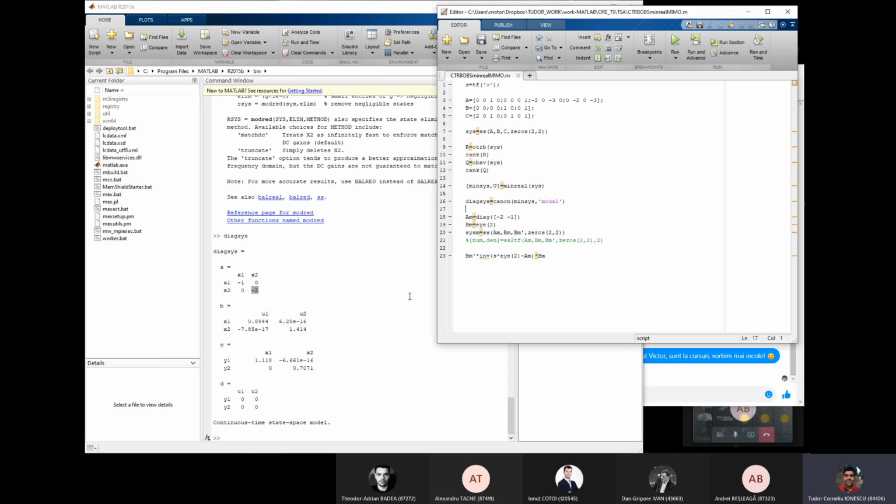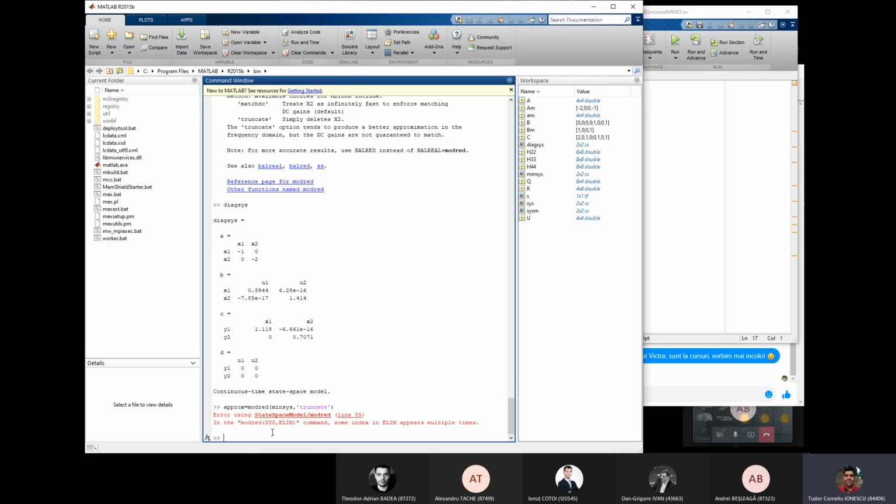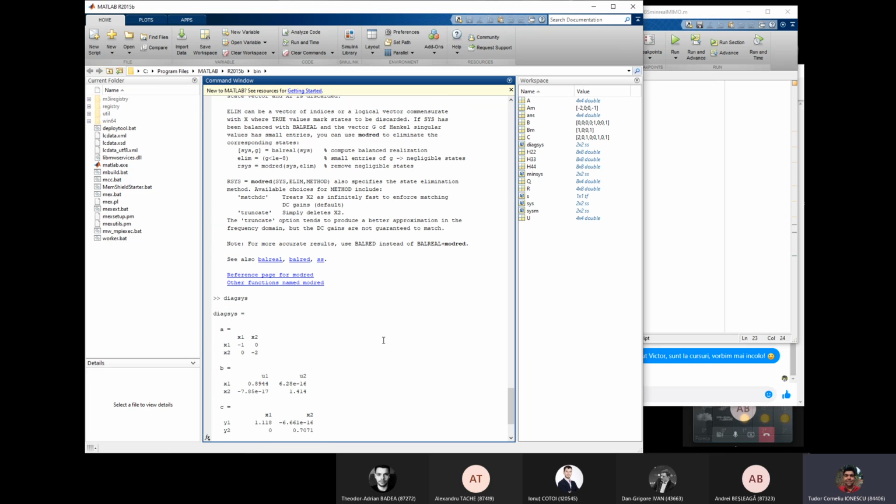Okay, so now I'm trying to use approximation. I'm calling it like this, modred, of min sys, because it has to be minimal, and I'm going to use truncate. We are going to explain all of this when we talk about balanced truncation, so no need to worry. There's something wrong. Oh, because I wanted something to eliminate. I need something else.